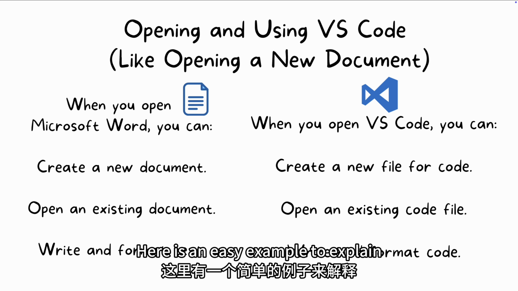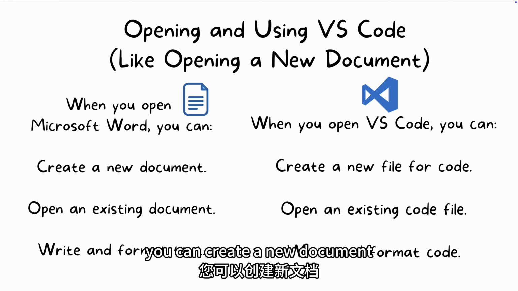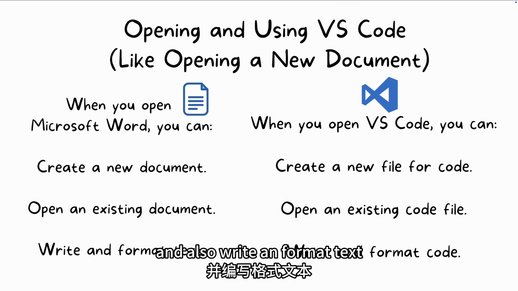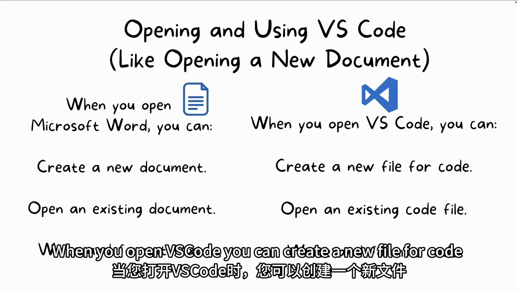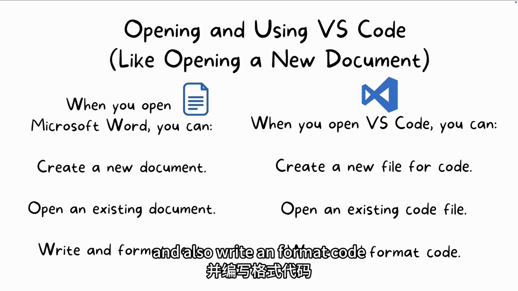Here is an easy example to explain. When you open Microsoft Word, you can create a new document, open an existing document, and also write and format text. When you open VS Code, you can create a new file for code, open an existing code file, and also write and format code.